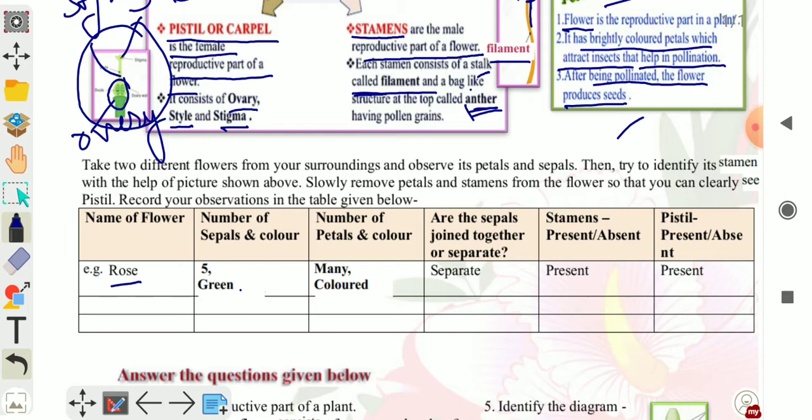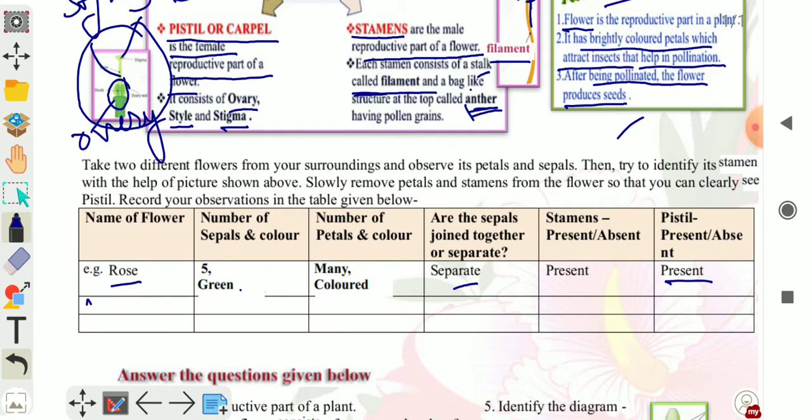Are the sepals joined together or separate? So sepals are separate in the flower of rose. Stamens present or absent? Stamens are present. Pistil present or absent? Pistil is also present in the rose flower. So you have to give details of some other plant.